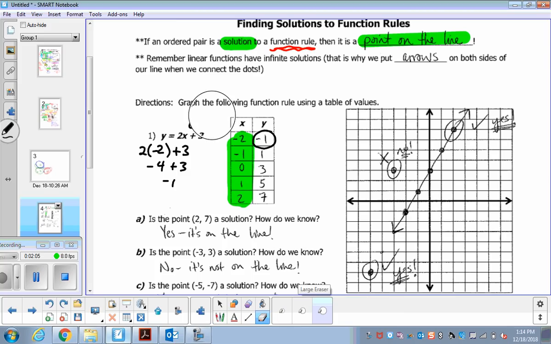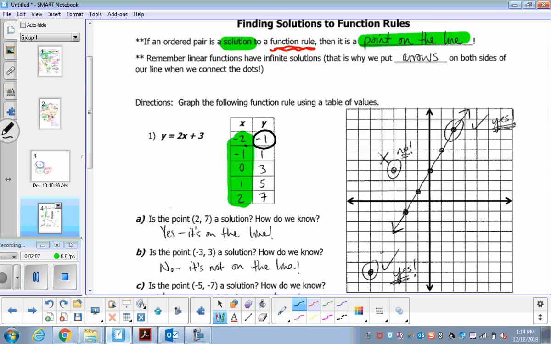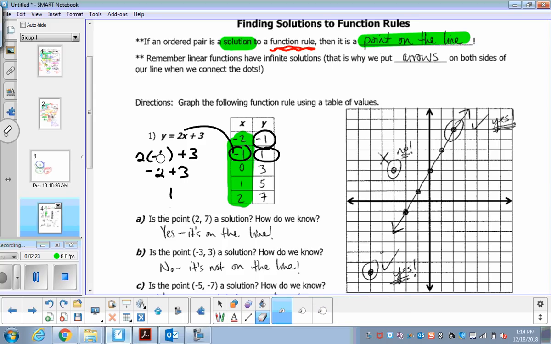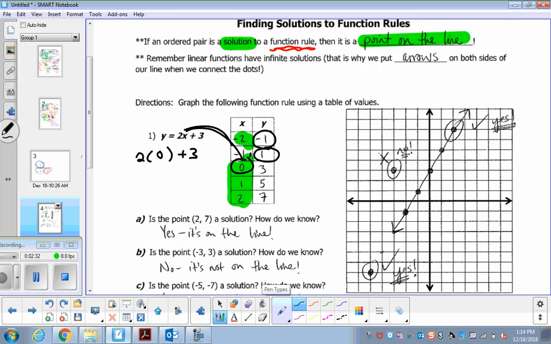Now, we're going to plug in the next number. We're going to plug in negative 1. So 2 times negative 1 plus 3. Negative 2 plus 3 is 1. And that's how I get that output. Now, we're going to switch the input from a negative 1 to this 0. So 2 times 0 is 0, plus 3 is 3, and that's how I got this output.